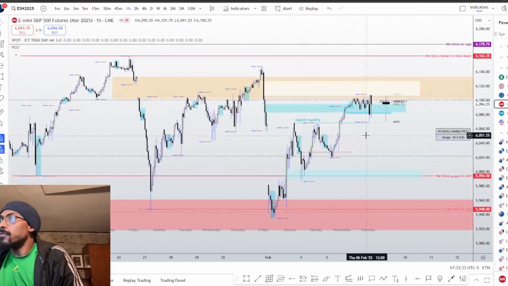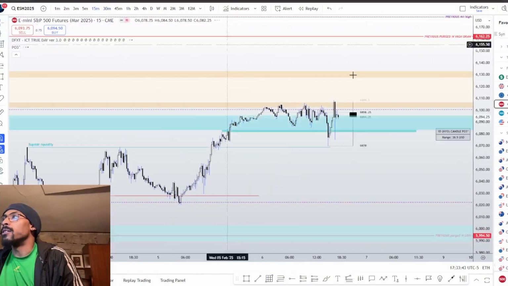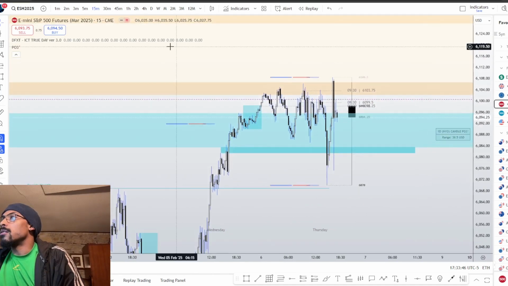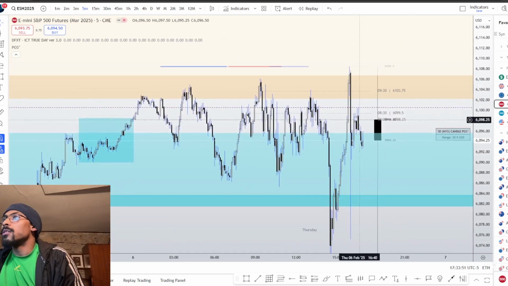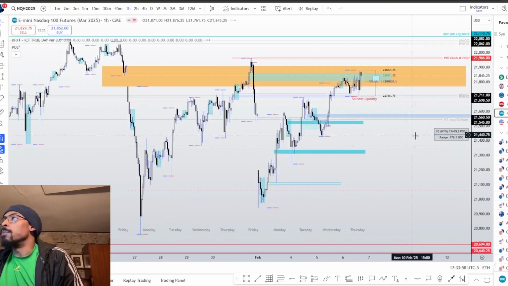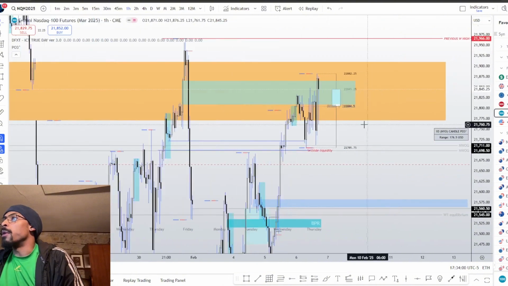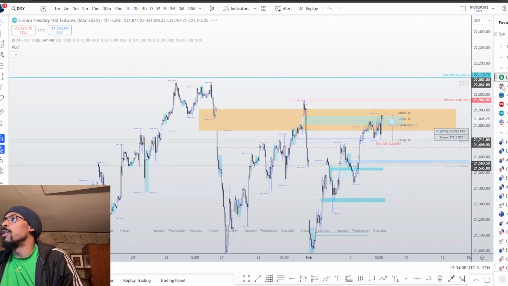So basically, price came up, filled in that gap, right? Came into this hourly FEG, right? And then came into also this one right here. So we came up into this FEG on ES, but on NQ we came up into this hourly balanced price range right here. And this is the last fair value gap of that down move.